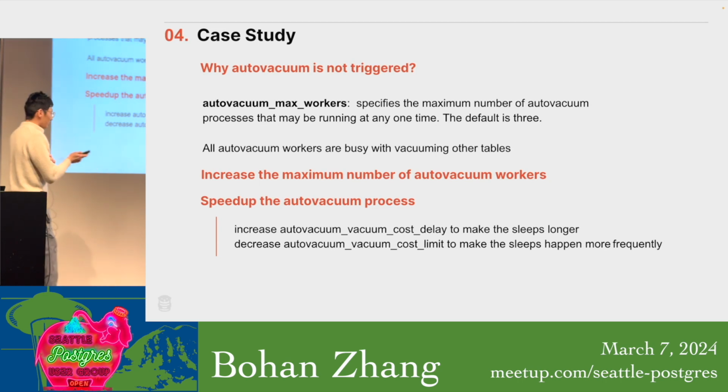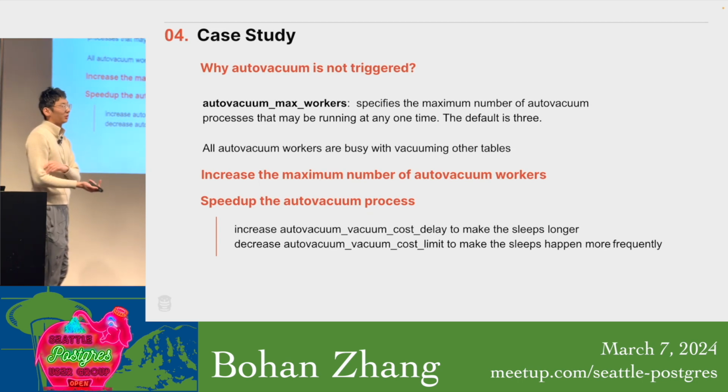There are 2 ways to solve this. The first one is that you can just increase this number. If you have more auto vacuum workers, you have more chance to get vacuumed. Another one is that you can speed up the auto vacuum process. If you run auto vacuum faster than before, you have more free time to vacuum the table.